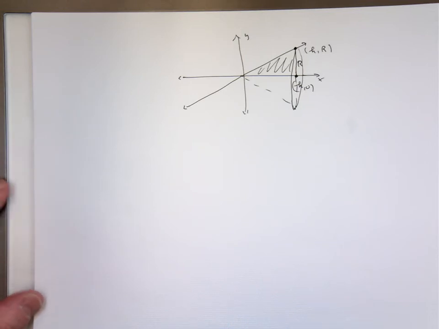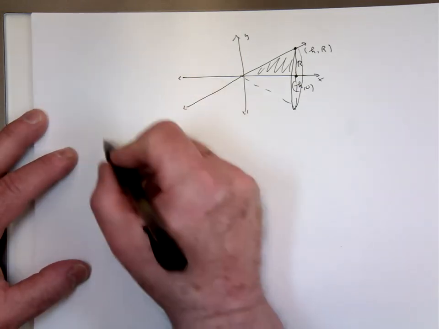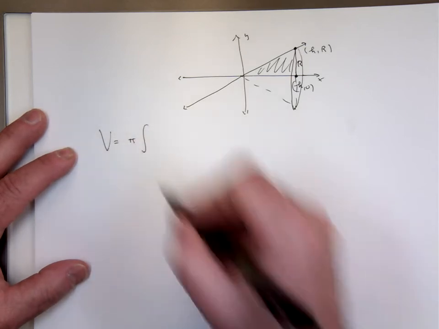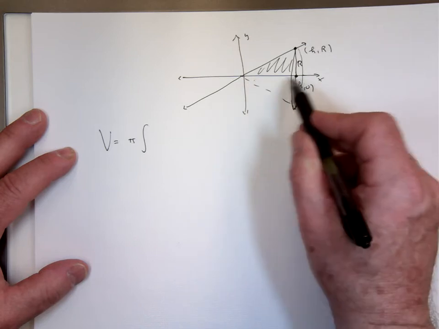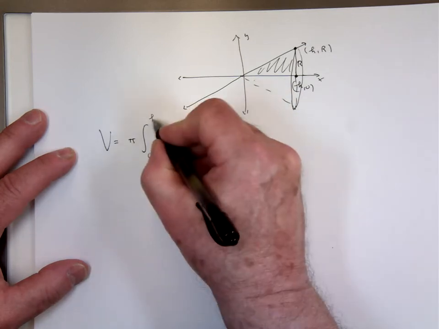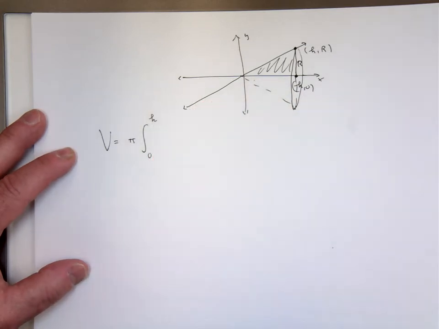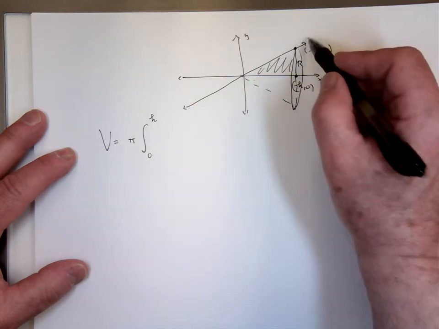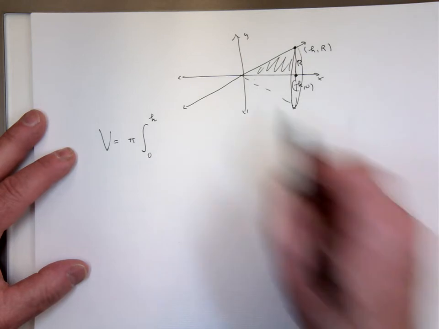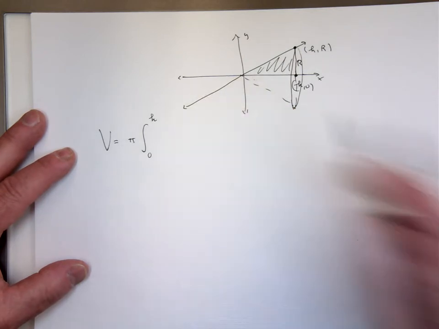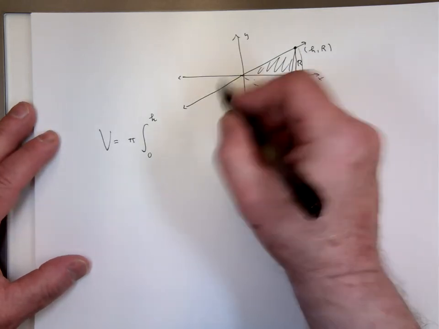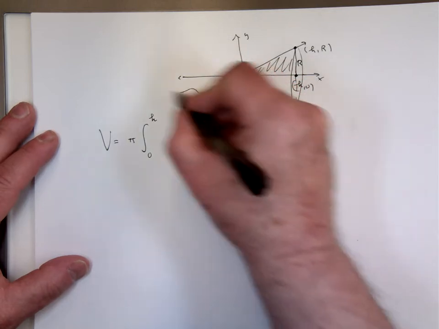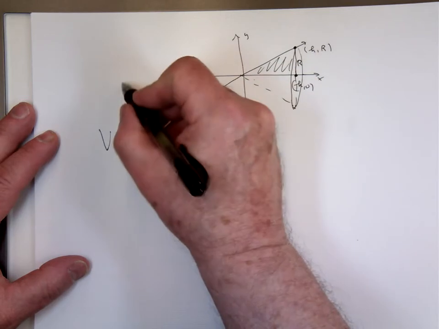That volume is going to equal pi times the integral from 0 to h of our function. Now, what is our function? We don't even know what our function is. We know it's a straight line that passes through the point (h, R) and the origin. What's the equation of this line? What is our function here? It's going to be in the form y equals mx plus b. So what's our y equals?